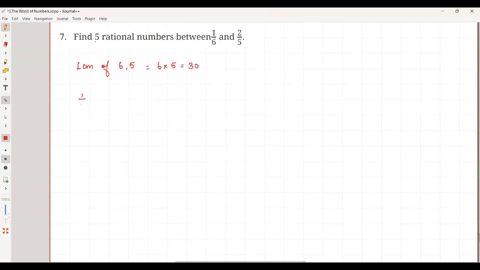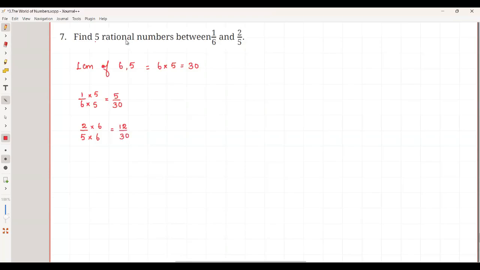I can just take 1 by 6, right? I have to check what should I multiply to get 30. So 6 5s are 30. The same 5 should be multiplied with the numerator. Now I'll be getting 1 5 is 5, divided by 6 5s are 30. Now 5 by 30. Next one is 2 by 5. I have to check what should I multiply. So 5 6s are 30. So 2 6s are 12, 12 by 30.